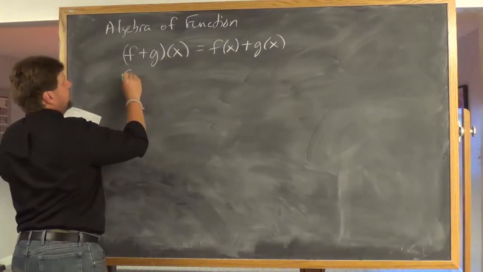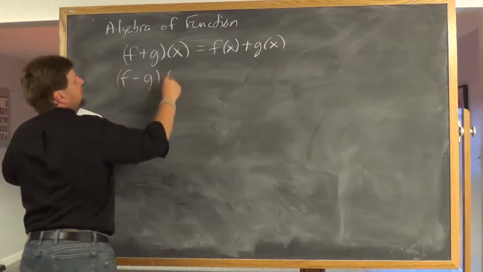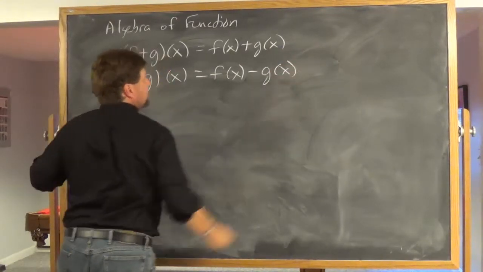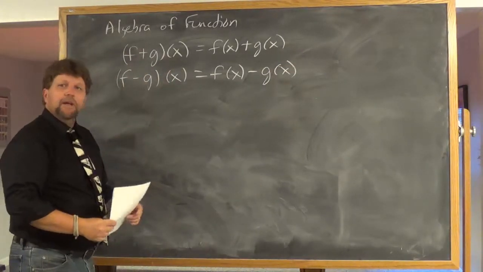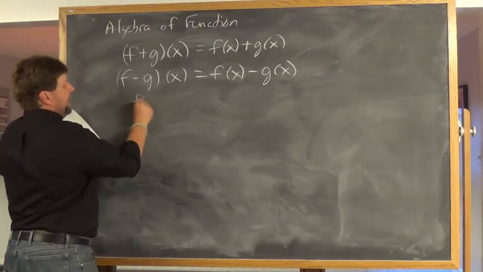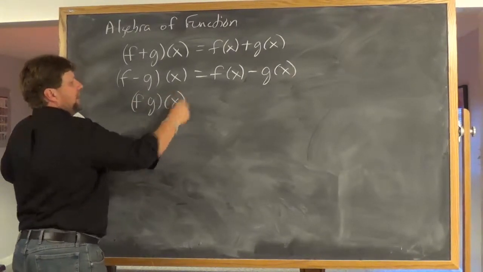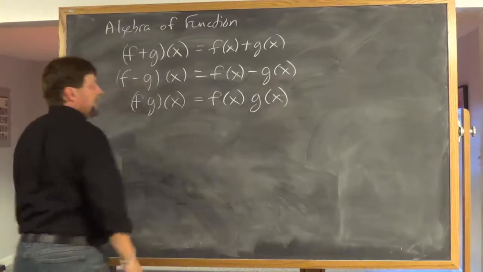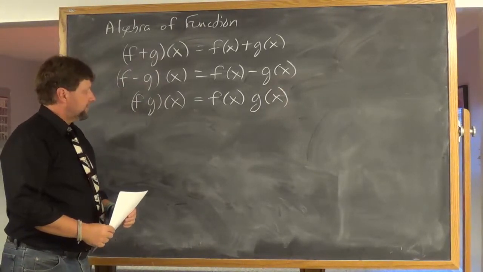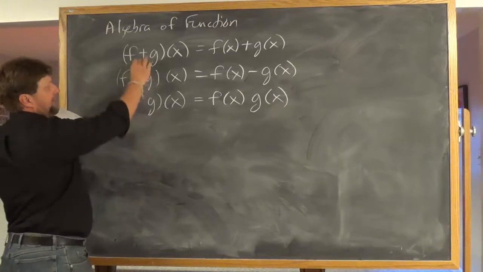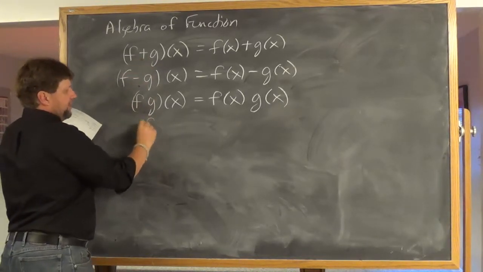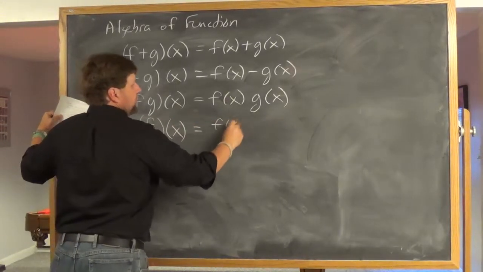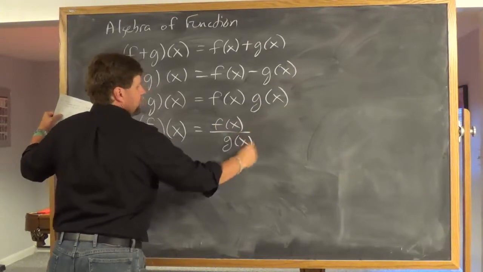F minus g of x. Well, that would just simply be f of x minus g of x. Pretty straightforward. The next one is multiplication. Then if you see the f times g of x, well, that's just simply f of x times g of x. And then finally, the division. When we've added, subtracted, multiplied, we might as well look at the division. F divided by g of x, well, that's just f of x divided by g of x.